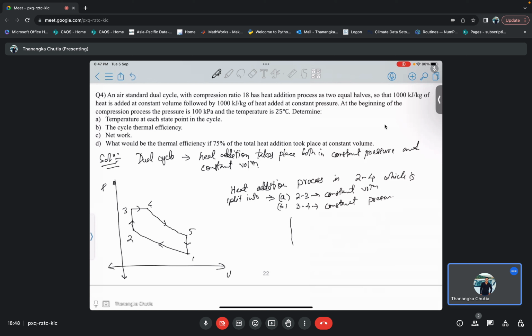Now if we draw the TS diagram, how will it look? This is our 1 to 2 compression stroke. Now I already told you that the constant volume slope will be higher, so we'll draw it like this: a higher slope, this is 2 to 3, and then a lower slope, this is 3 to 4. Okay, then 4 to 1. Actually this should not come down.